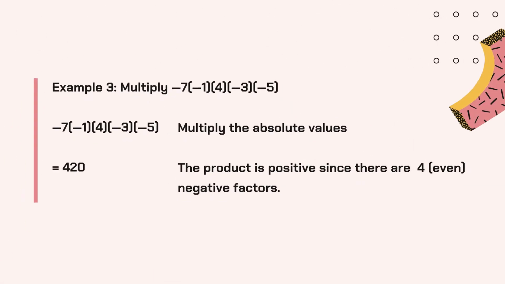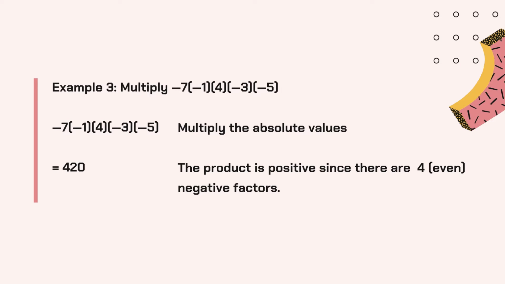For example, multiply negative 7, negative 1, 4, negative 3, and negative 5. First, we must multiply their absolute values. The absolute value of negative 7 is 7. The absolute value of negative 1 is 1. The absolute value of 4 is 4. The absolute value of negative 3 is 3. The absolute value of negative 5 is 5.